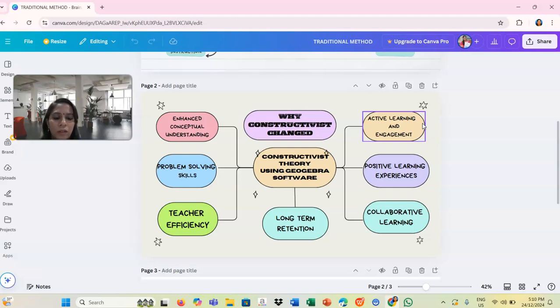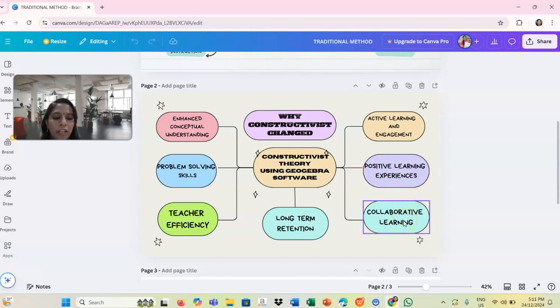So the use of GeoGebra software is usually done in a group where they will discuss, and then there will be active learning through discussion and also collaboration between the groups. Positive learning experience: they will discover many things by using GeoGebra. They will learn their mistakes, they will know their strengths, and then they will know their weaknesses.